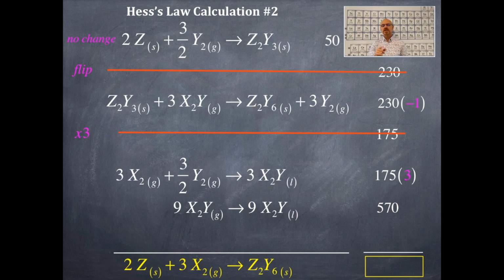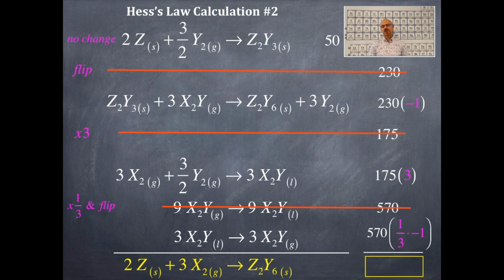Okay, the next one, for this one to work, I need to cross out some things. There's nothing in this one that shows me where these go, but I need to multiply this one and flip it. I'm going to multiply it by a third and flip it. So I'm going to cross this out and rewrite it. I have flipped it, and I need to multiply it by -1 and multiply it by 1/3.